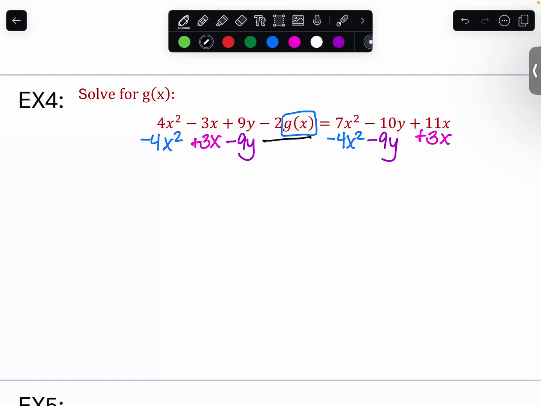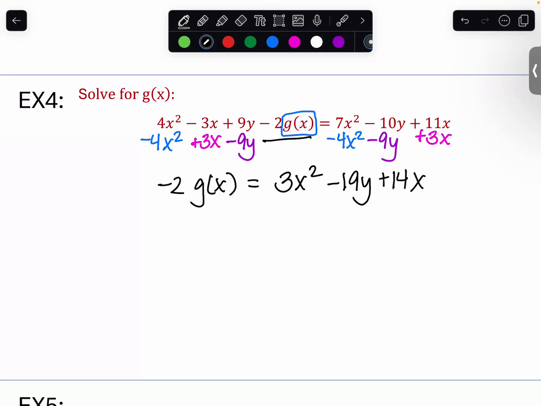And now when I do that, I still have a negative 2 g of x is equal to, and now I can simplify what's going on on that right-hand side. 7x squared minus 4x squared gives me 3x squared. Negative 10y minus 9y gives me a negative 19y. Positive 11x plus 3x gives me 14x.